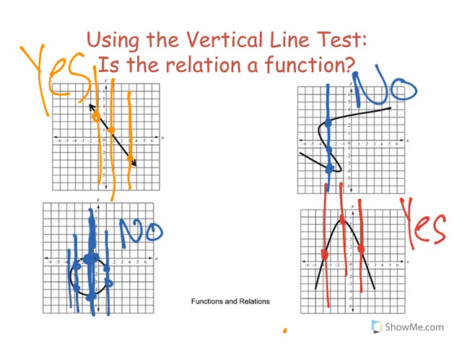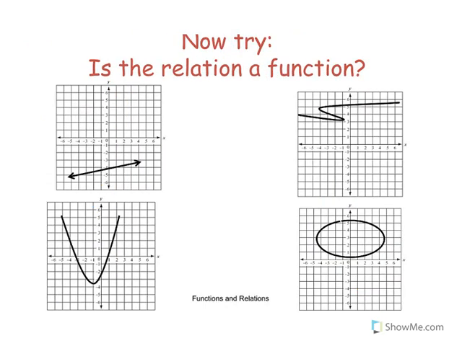So again, with ordered pairs, with the table of values, if the x value is repeated, we're going to say no, it is not a function because the input has two outputs. In a graph, it's pretty easy. Draw up some vertical lines. If none of your vertical lines go through more than 1 point, then we're happy. We say yes, it's a function. And if they do, you're going to say no, it's not a function. Okay, so there's your now try on the vertical line test.